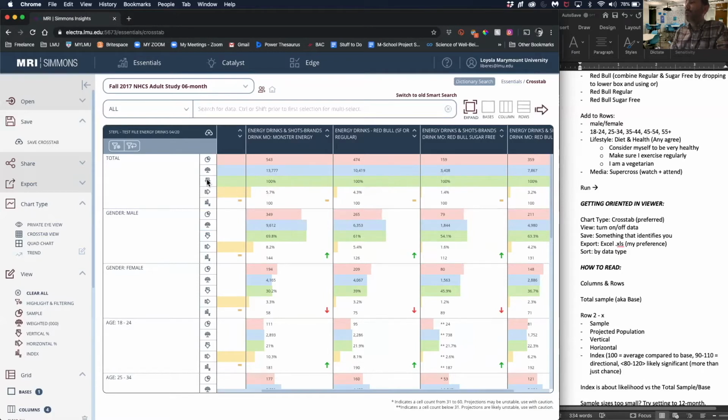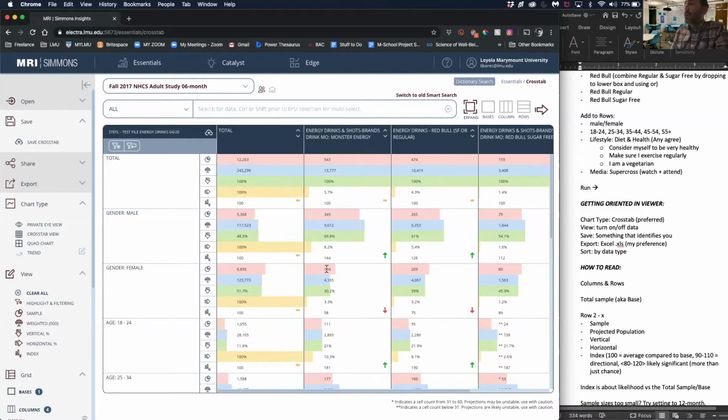Some of these other rows, the vertical and horizontal percent, will make more sense when we get down into some of these others. This first row is always the total study, not cross-tabbed by any of these other variables. If we go down to, for example, how many females in the study drink Monster Energy, that's 194 females in this full panel 6-month study. That equates to 4.1 million US female adults.